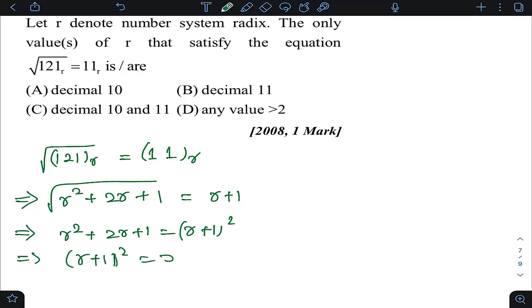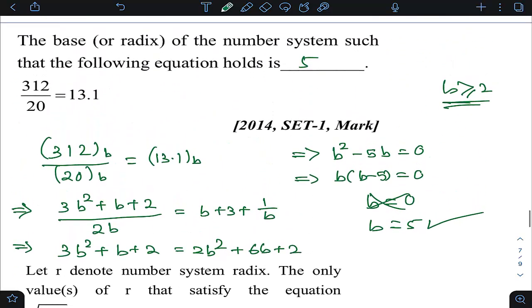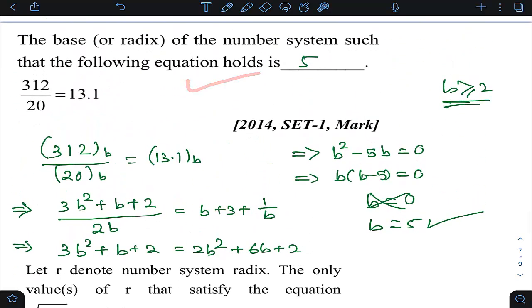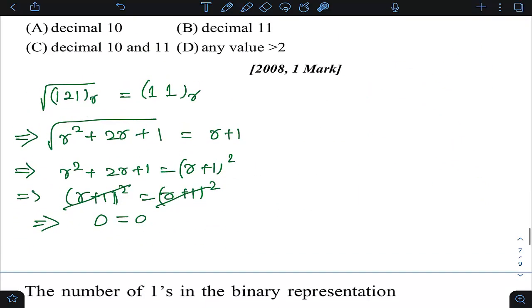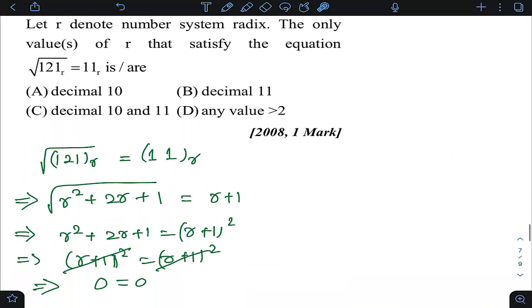And this is also R plus 1 whole square. So we have R plus 1 whole square is equal to R plus 1 whole square. So these and these cancel out. So we are left with 0 equals 0. In the previous question we did the same process and were able to reach the conclusion that B is 5. If I do a similar process in this question, I am not able to reach any specific conclusion. So it is 0 equals 0.